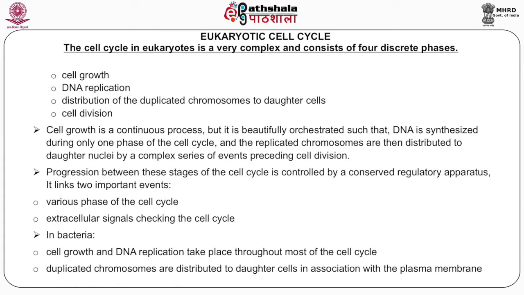Progression between these stages of the cell cycle is controlled by a conserved regulatory apparatus, which not only coordinates the different events of the cell cycle but also links the cell cycle with extracellular signals that control cell proliferation. Now, in bacteria, cell growth and DNA replication take place throughout most of the cell cycle, and duplicated chromosomes are distributed to daughter cells in association with the plasma membrane.